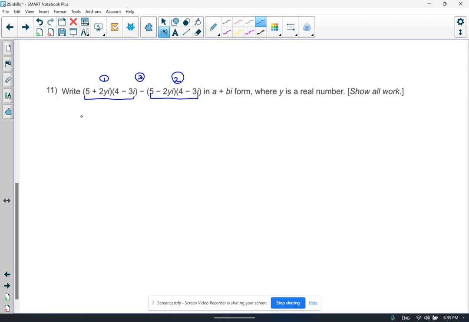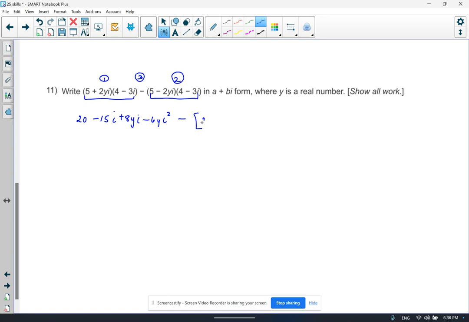So 5 times 4 is 20. 5 times negative 3i is minus 15i. 4 times 2yi is positive 8yi. 2yi times negative 3i is negative 6yi squared. Minus, notice I put the brackets now.